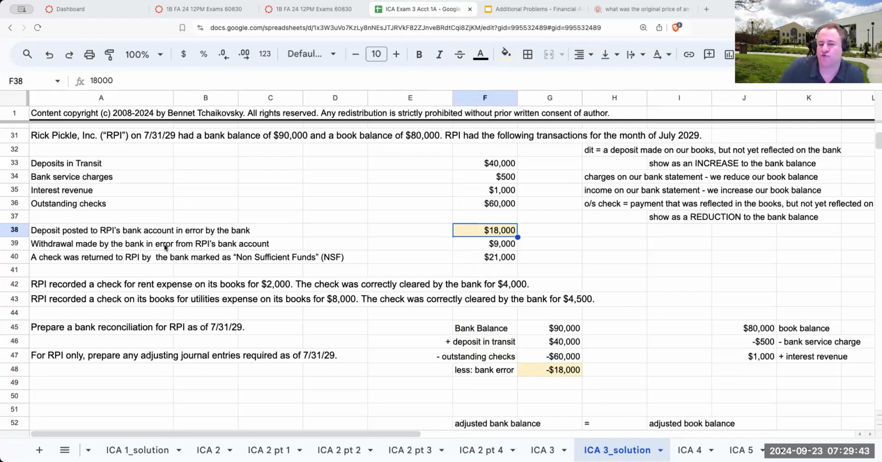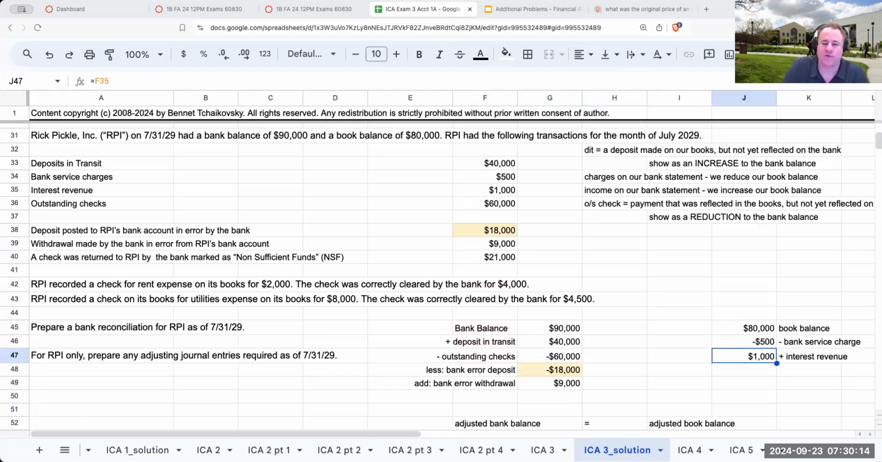Now, but if a withdrawal was made by the bank in error, right? They took out 9 grand. I'm going to need to add this back. Okay, right? So withdrawal, add, less bank error deposit. Right. So here in the 18,000, they gave us money we should not have received. But over here, the bank made an error. They took out money. So we're going to have to go through and add that back.